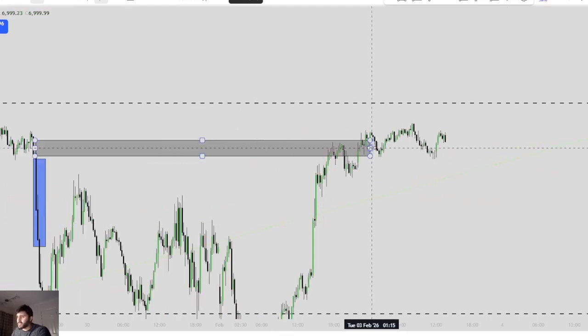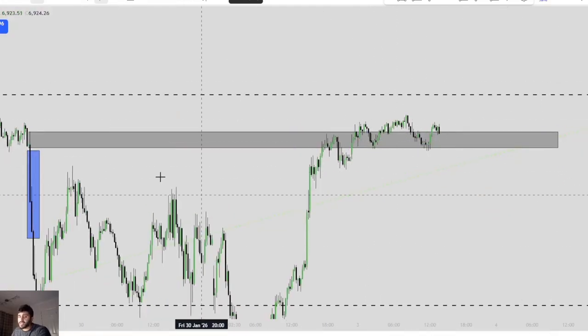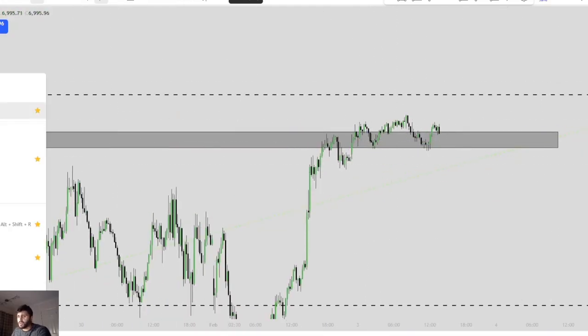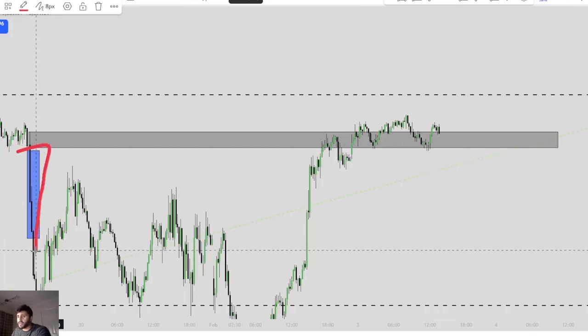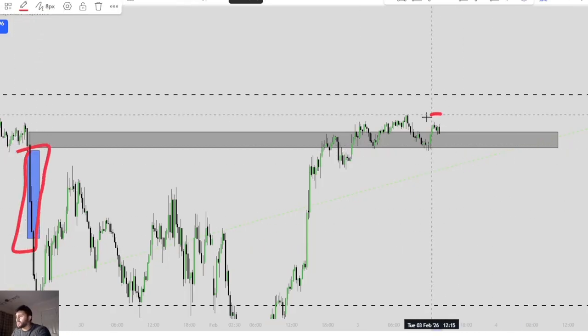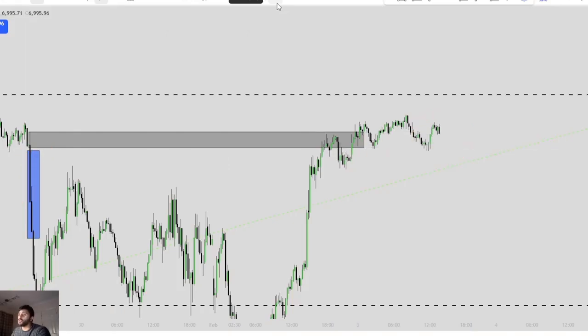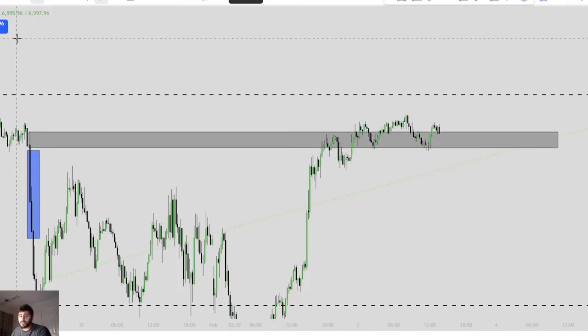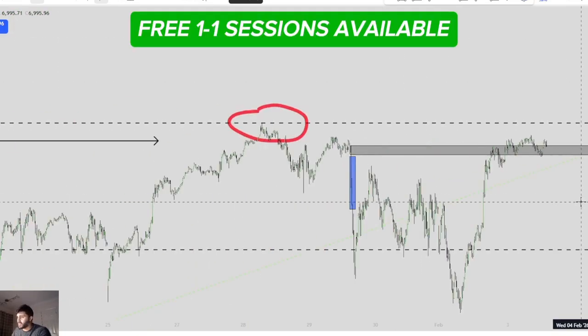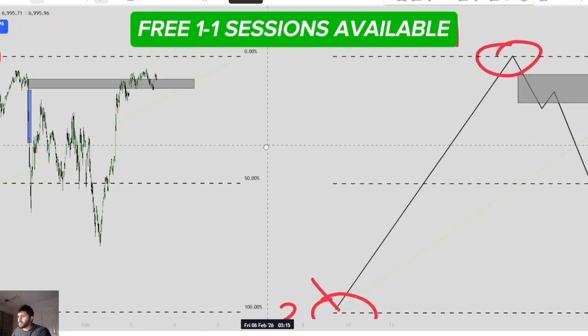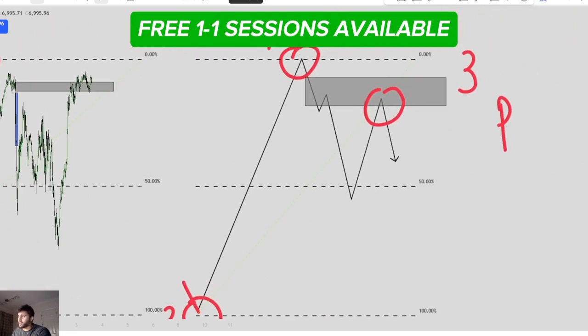Now, it doesn't matter that we've broken above it, that we've mitigated. That doesn't matter, right? The only thing you need is a 15-minute fair value gap, and you want to see how price reacts in this region. That is how you find your higher time frame bias. Higher time frame bias comes from using intraday fair value gaps with one other concept, which I'm going to break down.